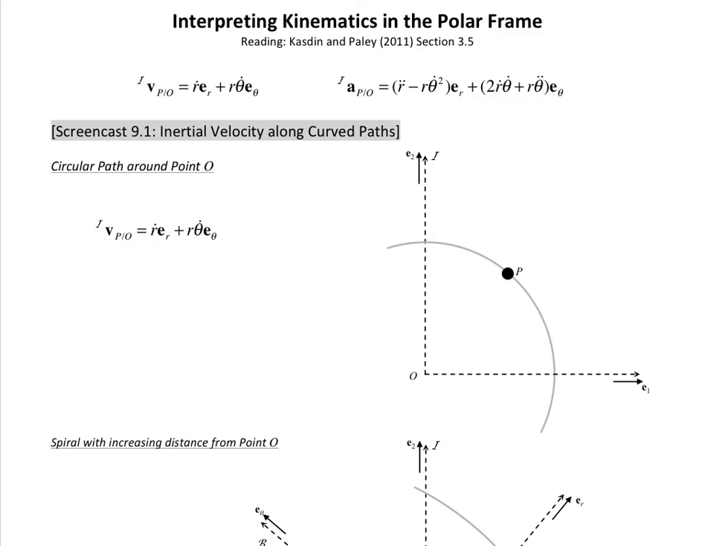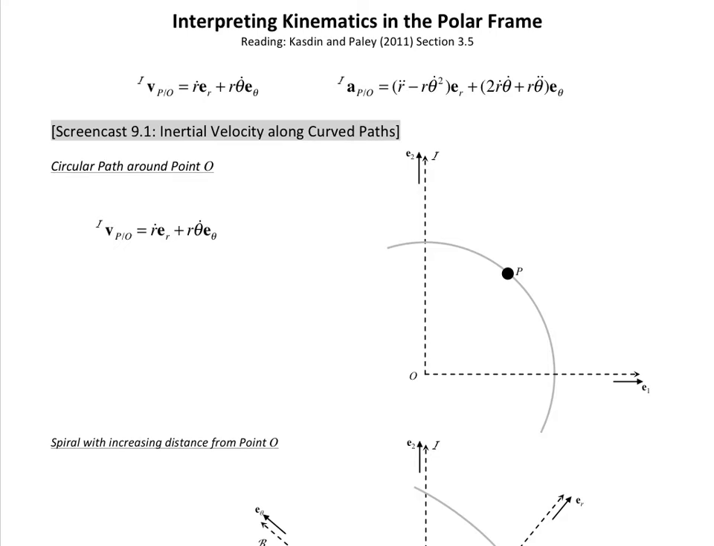In this screencast, we're going to start examining and interpreting kinematics in the polar frame. And so we're going to start out by looking at the velocity expression. In the velocity expression for the inertial velocity, we have r dot in the e_r direction plus r theta dot in the e_theta direction.